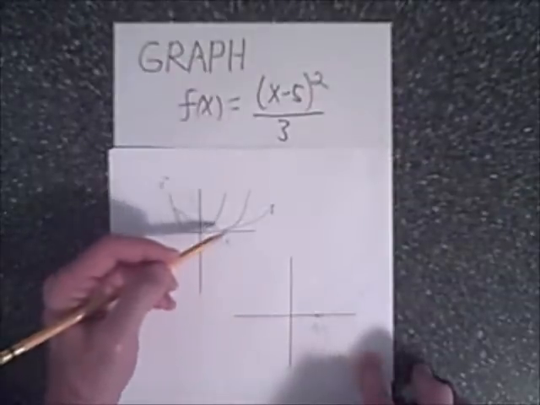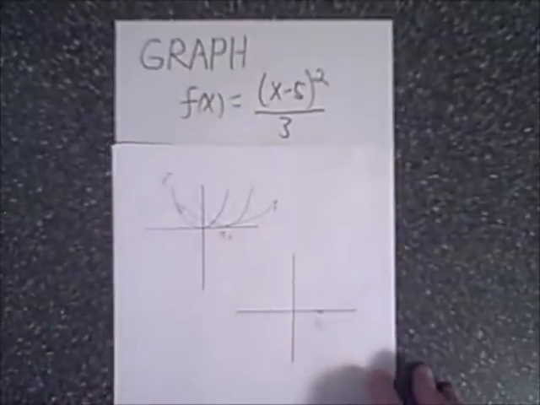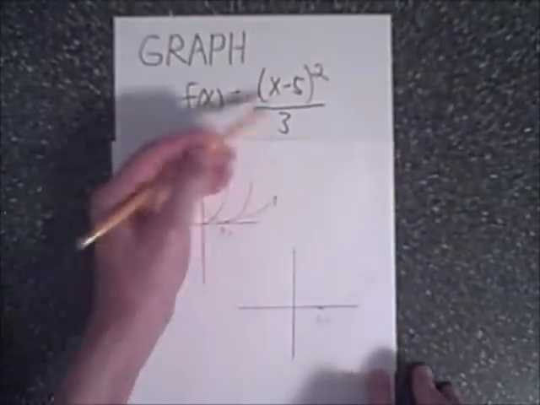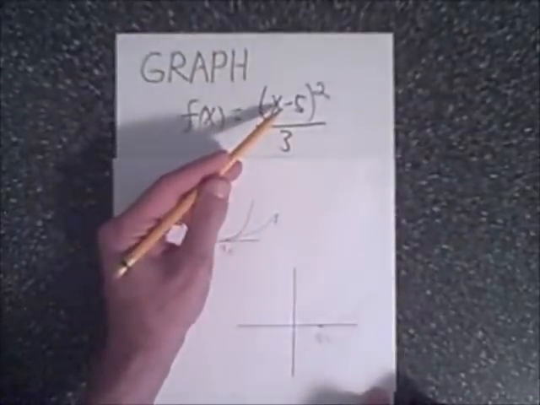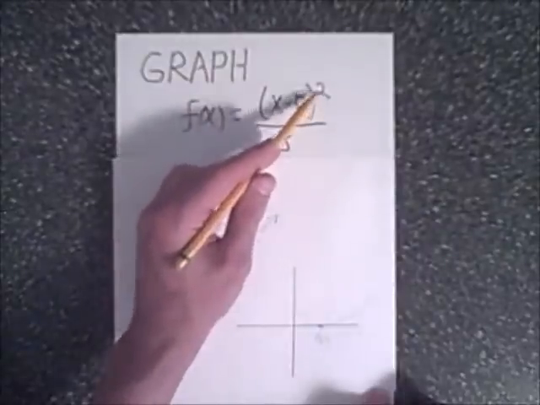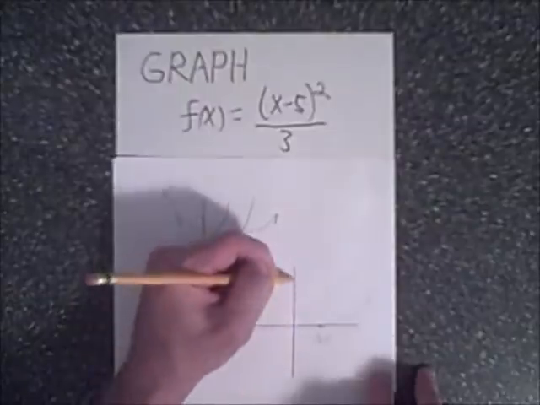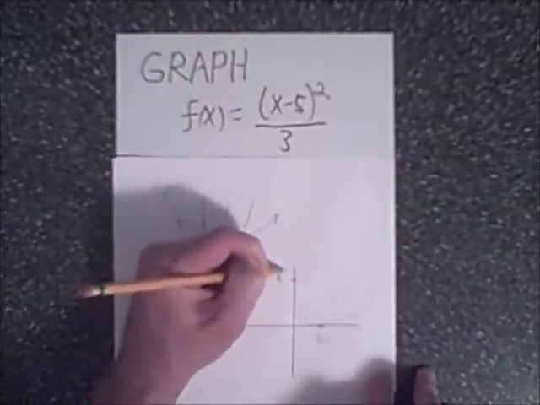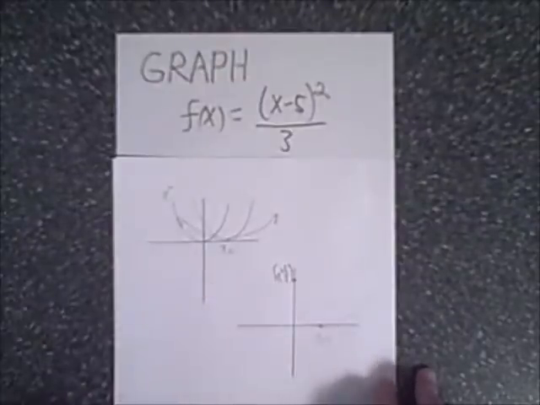Let's first figure out what is the y-intercept. So we plug in 0 for x. So let's find f of 0. F of 0 is going to be 0 minus 5 is negative 5 squared is 25, 25 thirds, which is 8 1/3. So 0, 25 thirds. And remember that a parabola is always symmetrical.